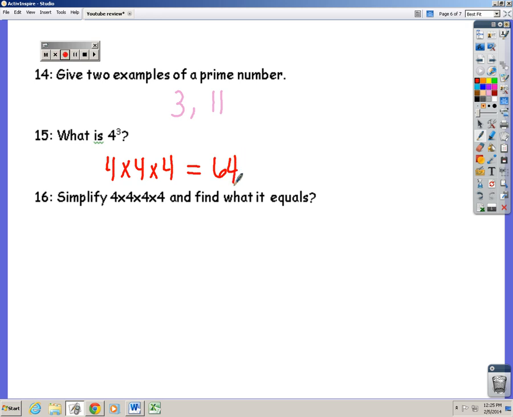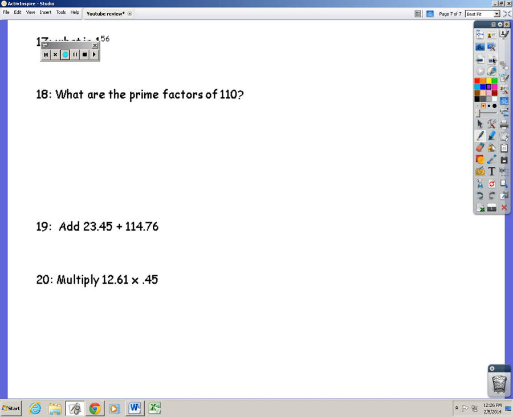Alright, the next one, number 16, simplify 4 times 4 times 4 times 4. To simplify would mean to make that into a power. Since I have four 4s, it'd be 4 to the power of 4. To find that answer, I would multiply 4 times 4 times 4 times 4, just like how it was written out up top. Multiply that together, and you should end up getting 256.